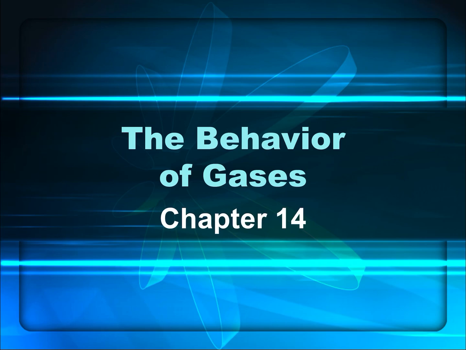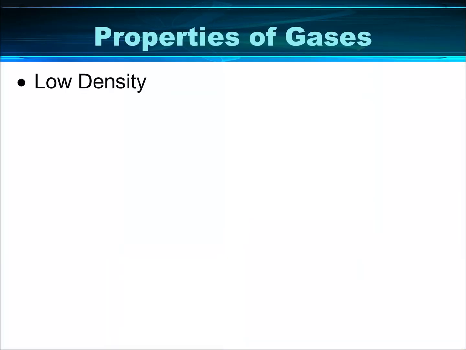Gas laws, behavior of gases, chapter 14, a continuation of some of the things we discussed in chapter 13, specifically looking at gases. So let's start with properties of gases. Gases have low density. Density, as you remember, is equal to mass over volume. So we have low mass per unit volume.